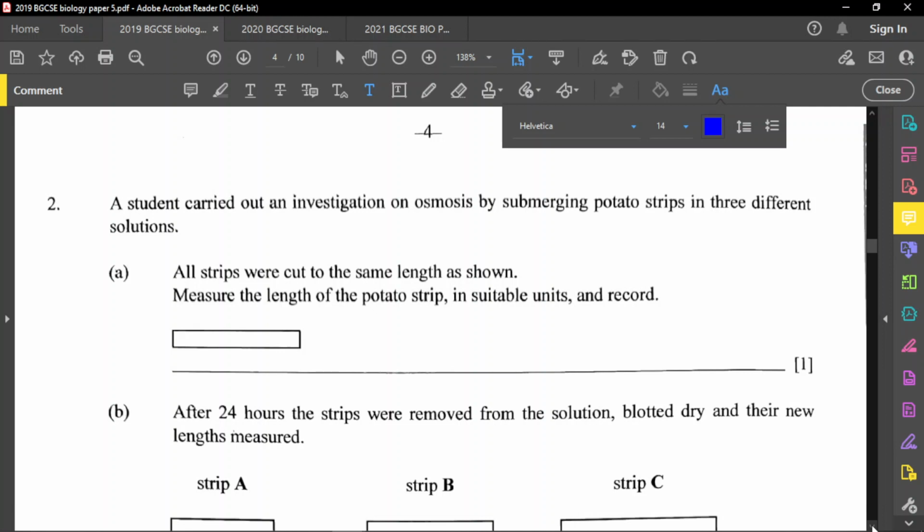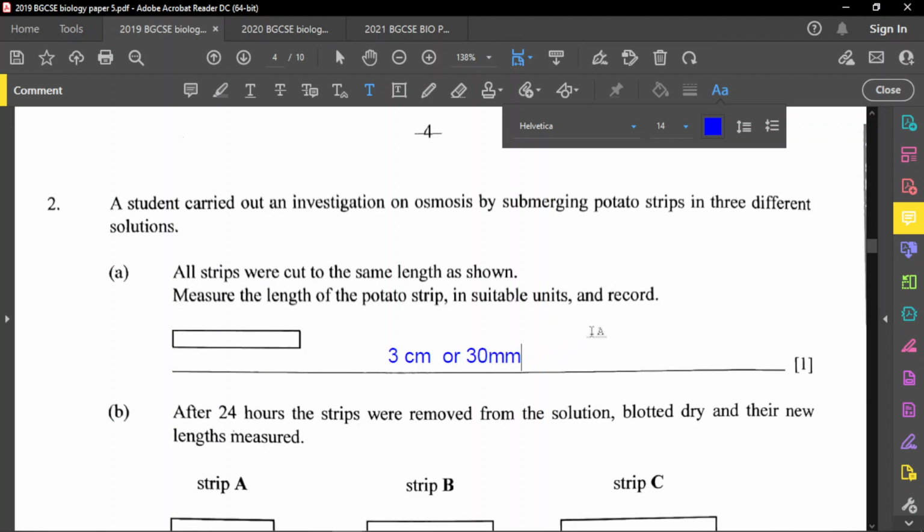So for part A now, it says all strips were cut to the same length as shown. It says measure the length of the potato strip in a suitable unit and record it. I already measured this. So what I got from my ruler by measuring this, and this is to scale, just to make a note of that, that's why they say measure it, is 3 centimeters. So you can use 3 centimeters, or you can say 30 millimeters.